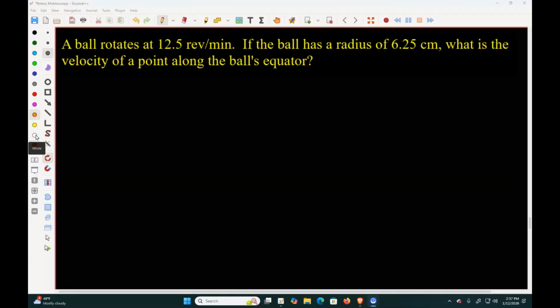Okay, a ball rotates at 12.5 revolutions per minute. If the ball has a radius of 6.25 centimeters, what is the velocity of a point along the ball's equator?